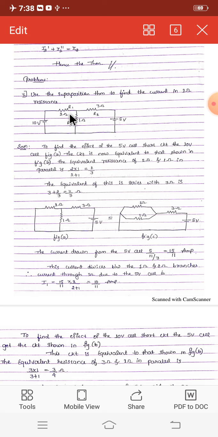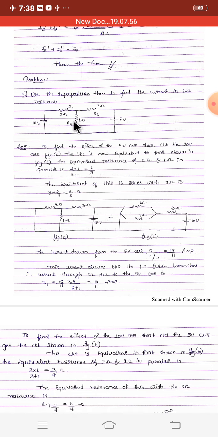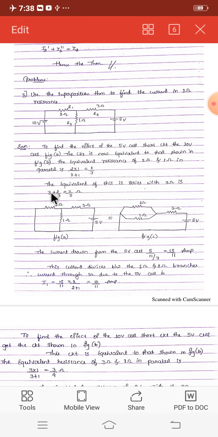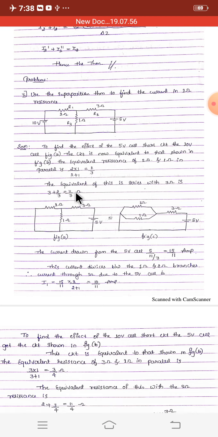See here, these are parallel, so R1 and R3 in parallel are in series with R2. This R2 is 3, so 3 plus 2 by 3 becomes 11 by 3. 3 threes are 9, 9 plus 2 is 11. So the resistance is 11 by 3 ohm.